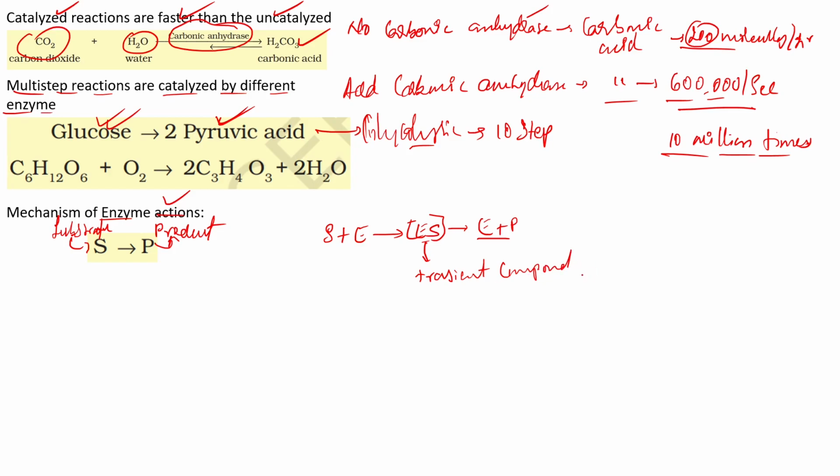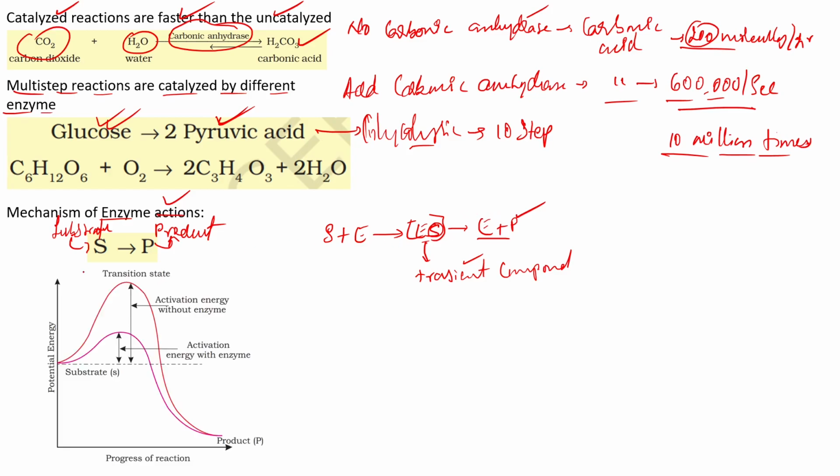Why is it called a transient compound? Transient mainly means temporary, right? So it means that it is not a permanently formed substance. It is just a temporary association of substrate with the enzyme, and the enzyme can do the necessary changes in the substrate molecule and result in the formation of the product. And that is what we are interested in.